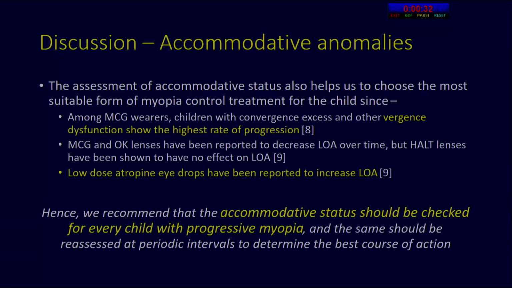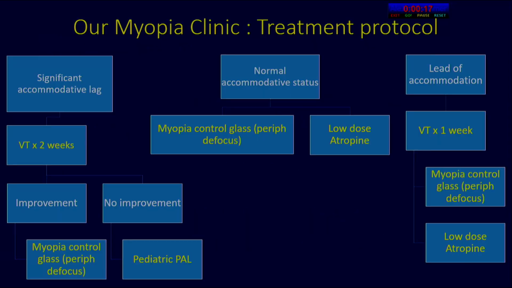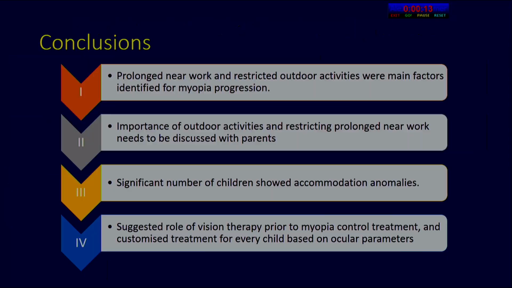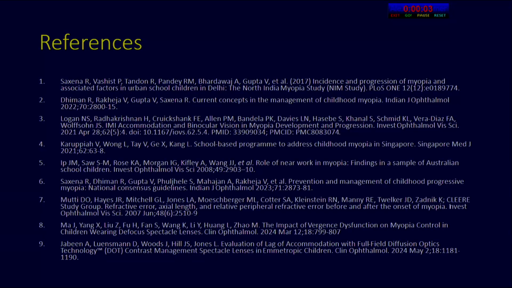And even the performance of low-dose atropine or the myopia control glasses has been shown to be affected, and the fast progressors are those who have these accommodation anomalies. So these should be corrected in each and every child who is attending a myopia clinic. So in our myopia clinic, we see the accommodative status and then go for the treatment. So it is important to educate the parents, change the lifestyle, and go for vision therapy if required before myopia control treatment. These are my references.